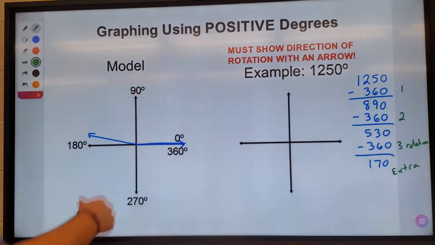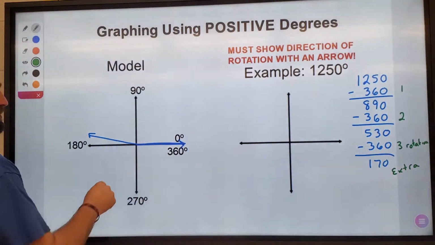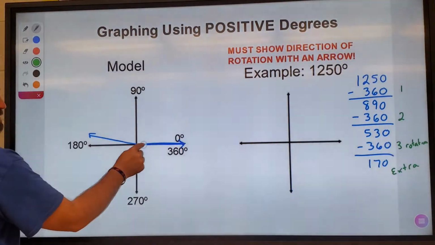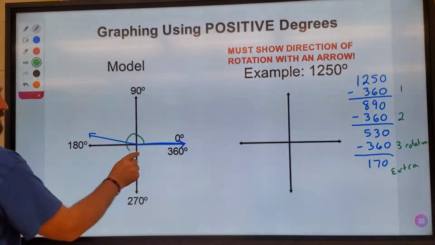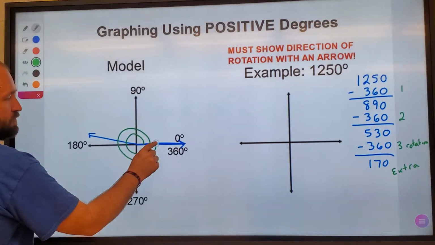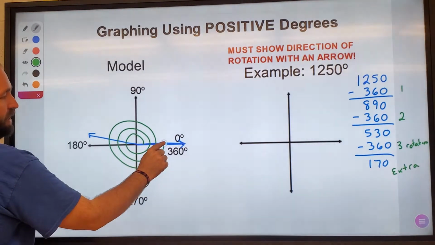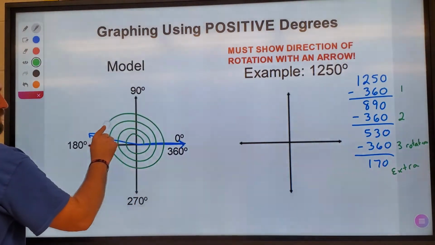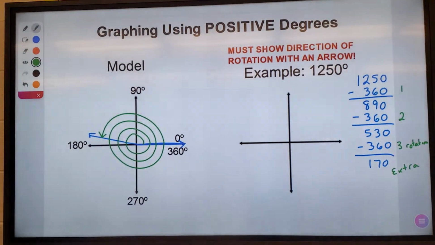Then continuing on to the actual graphing portion of it. So we have 1, 2, 3 rotations. So I start here. Again, this is my initial side. And I'm going up first. I'm going to come up and around. That's 1. Come back up and around. That's 2. Go back up and around. Then that's 3. And then I have that extra that I have to finish out. So I come back and around until I get to this line. And then draw an arrow there. Okay, so 3 full rotations.